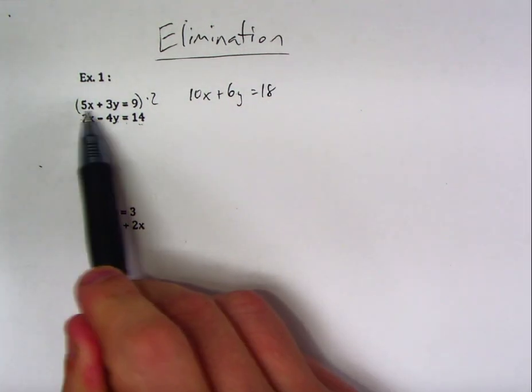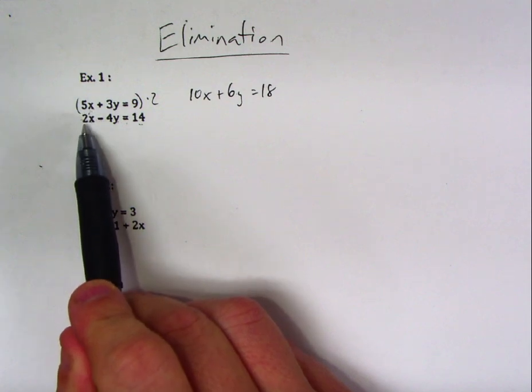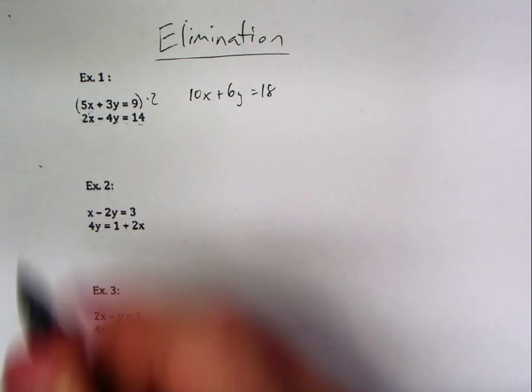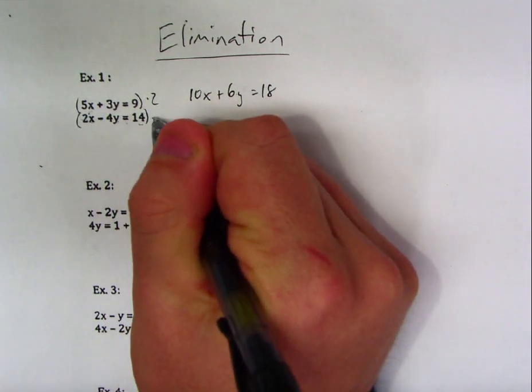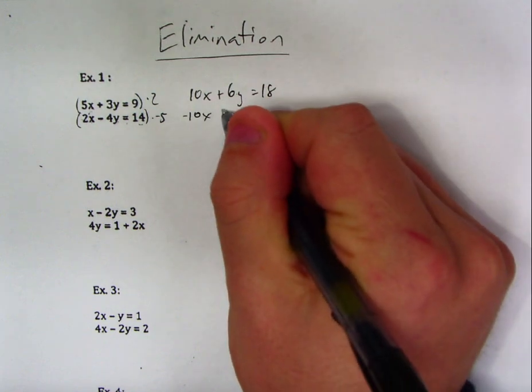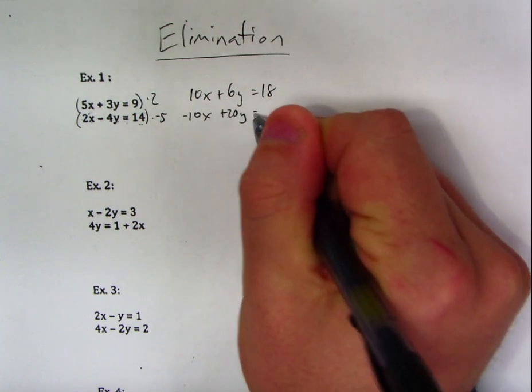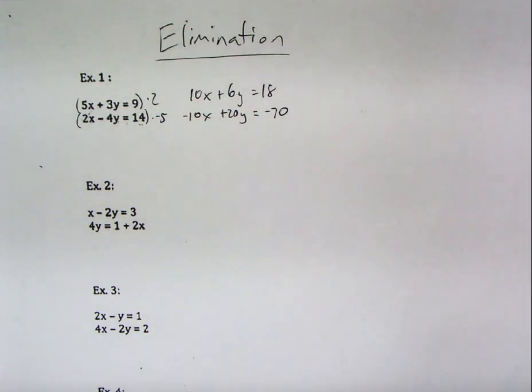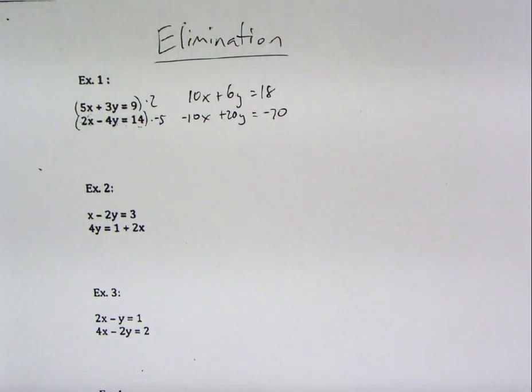Now, if I have a positive 10 in front of the top x, I want a negative 10 in front of the bottom x. I want to turn this 2 into a negative 10. So I'm going to multiply the bottom equation by negative 5. So I'm going to get negative 10x plus 20y equals negative 50 and 20, negative 70. So I multiplied the whole top equation by 2 and everything in the bottom by negative 5.